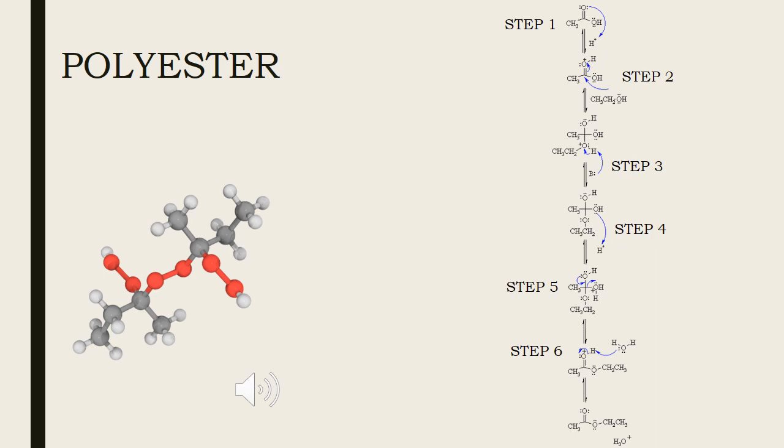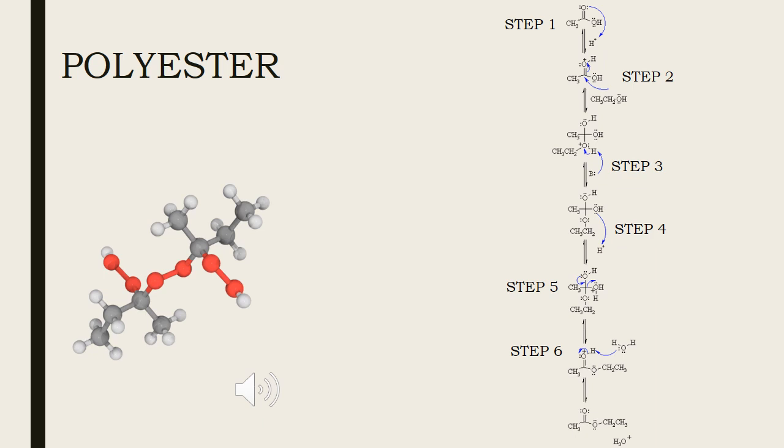Ester formation reaction is a 6-step reaction. Step 1 is an acid-base reaction. Protonation of carbonyl makes it more electrophilic. Step 2. The alcohol oxygen functions as nucleophile and attacks electrophilic carbon in carbonyl. Step 3 is an acid-base reaction which involves deprotonation of alcoholic oxygen.